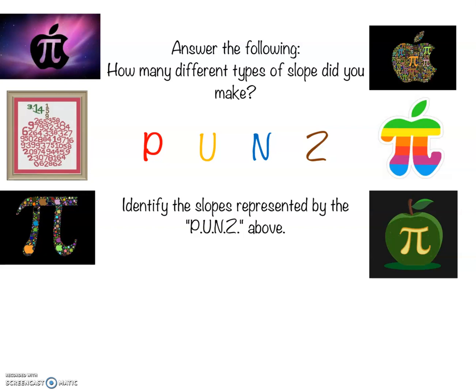All right, if you're looking at puns, we've got P-U-N-Z, puns. That's why I have so many apple pies. So if you're looking at these puns, this is how you can remember the different types of slope that we have in math. What do you think each of these letters represents? There are different types of slope. Which slopes do you know? Go ahead and think about that right now and write it down.